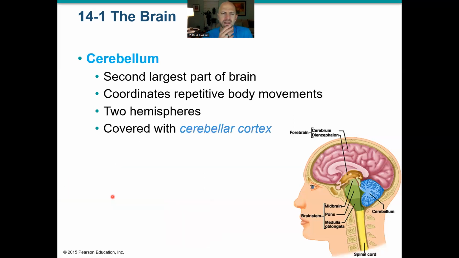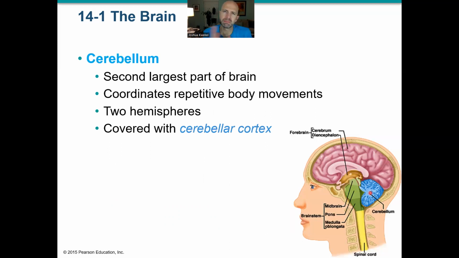All right, next big section here is the cerebellum. Shown in blue, it's located on the back of the brain, takes up most of the back bottom of the brain case. It would be resting more or less on the floor of the occipital bone. Remember, the occipital bone sits at the back. It's the second largest part of the brain, coordinates repetitive body movements.